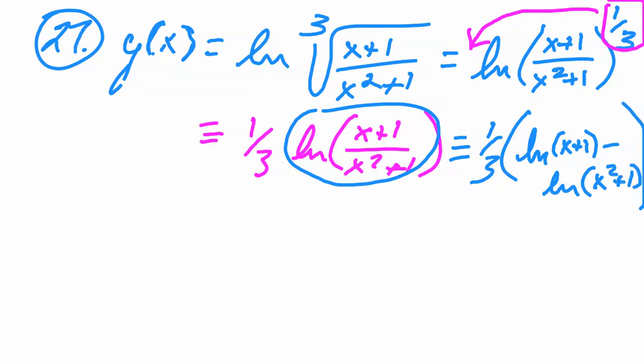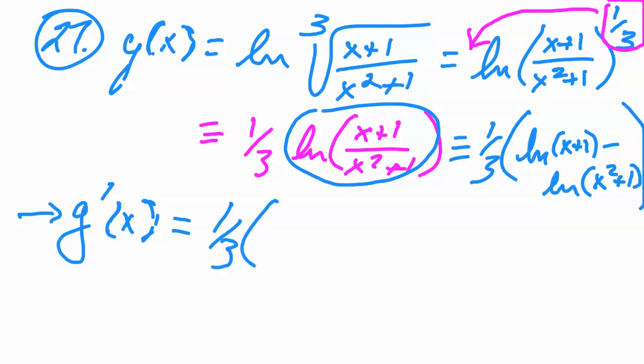And so it's 1/3 that quantity. So now I'm going to be able to find g prime. So that implies that g prime at x, once again, the derivative of a constant times the function is the constant times the derivative of the function. And here my function is a difference. The derivative of the difference is the difference of the derivatives.